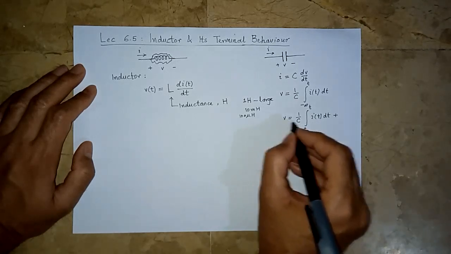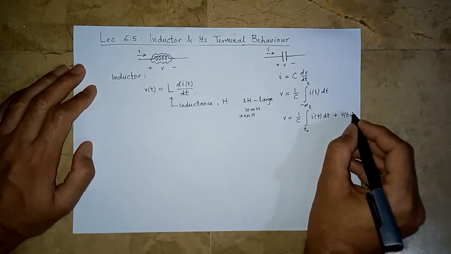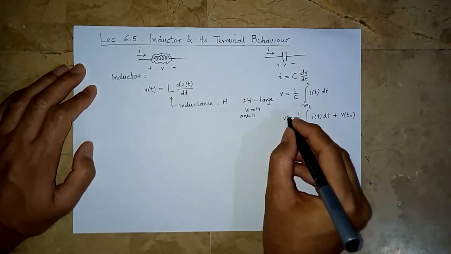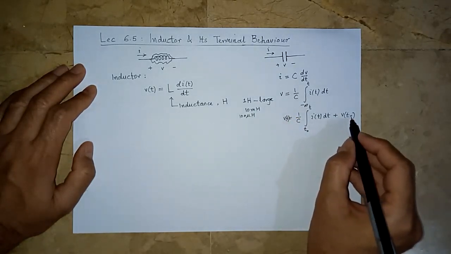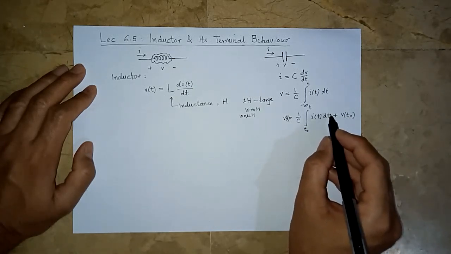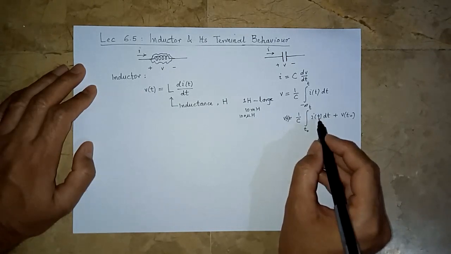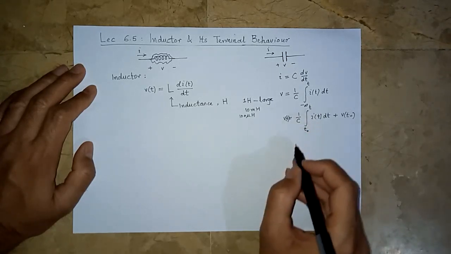So we are finding voltage. This term is voltage. There must be voltage here, so V at t naught. So the voltage of the capacitor at any time instant t would be equal to the voltage at some time instant t naught, which we know. This may be the initial condition of the capacitor, and then an integral of current flowing in the capacitor from t naught to t.